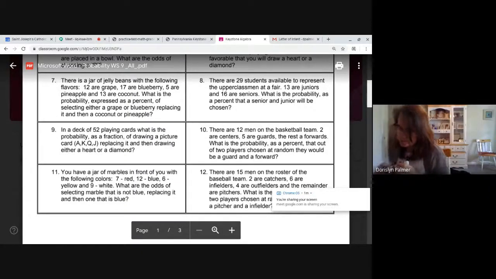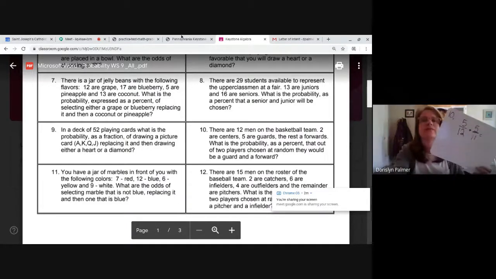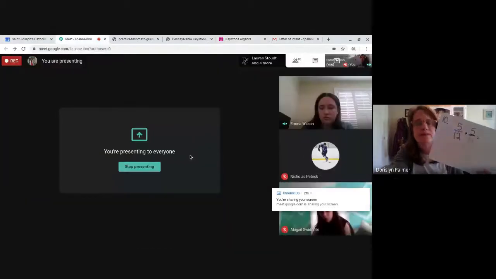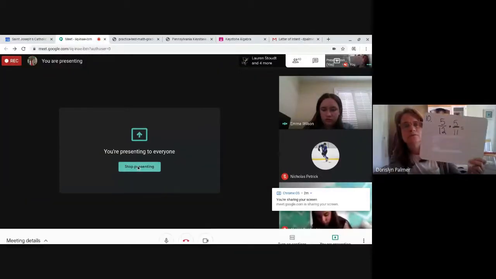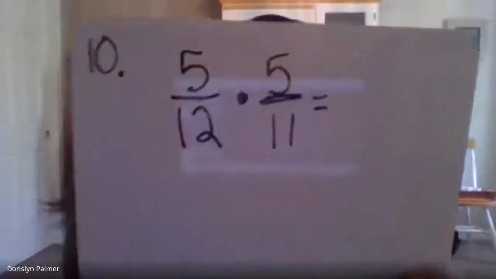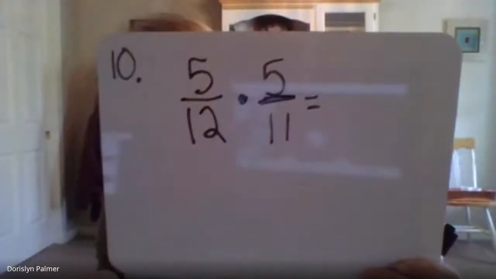Okay, 5. And how many total people are they picking from? 12. This time we're going to make it 11 because they already picked the first one who was a guard, and they didn't put him back in. So that's 5 out of 12 that they would pick a guard, and then 5 out of 11 that they pick a forward. So we're going to do 5 out of 12 times 5 out of 11. And we multiply straight across. All right, so I want everyone to do that, and we'll figure out what the percent is.